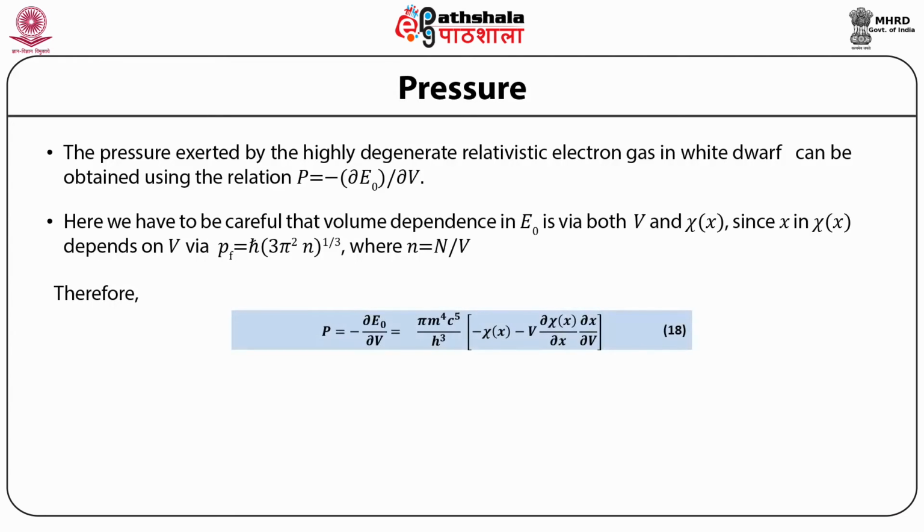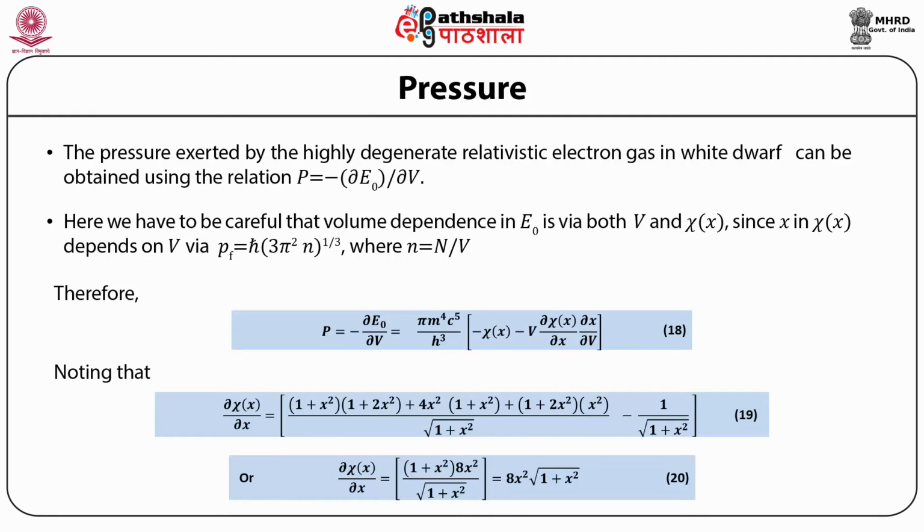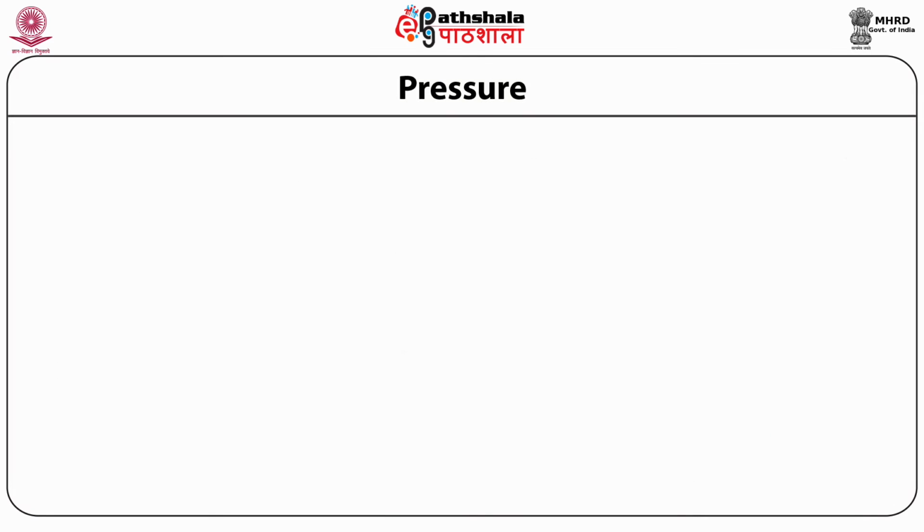Therefore, P is equal to minus ∂E0/∂V is equal to πm^4c^5 upon h³ multiplied by minus χ(x) minus V into the partial derivative of χ with respect to x into the partial derivative of x with respect to V. Noting that the partial derivative of χ with respect to x is equal to 8x² divided by the square root of 1 plus x², or 8x² into the square root of 1 plus x², and the partial derivative of x with respect to V is equal to minus 1 upon 3 x upon V.